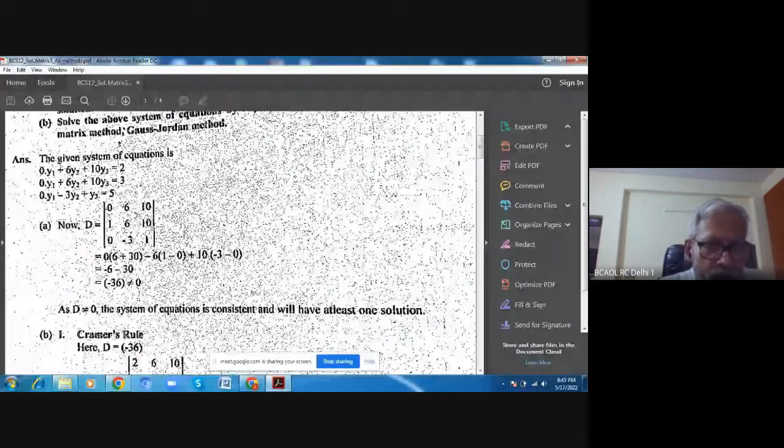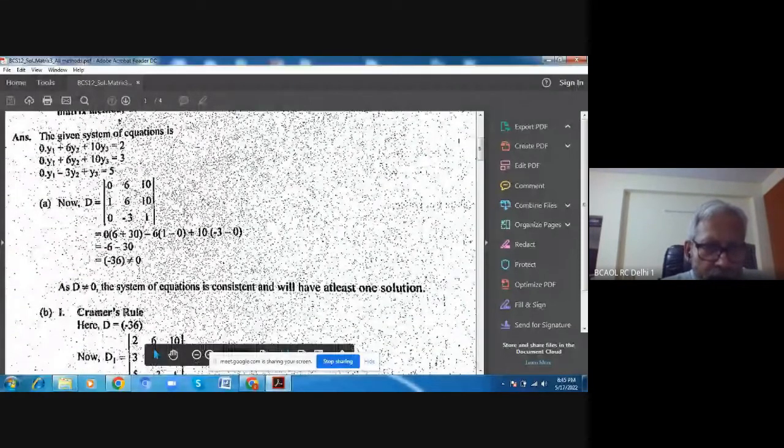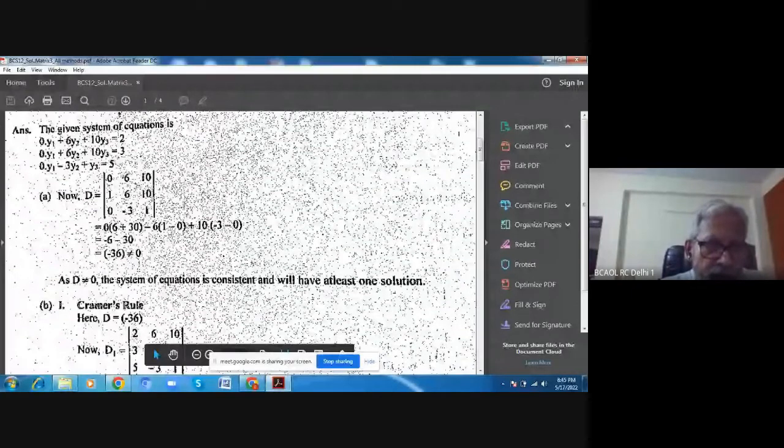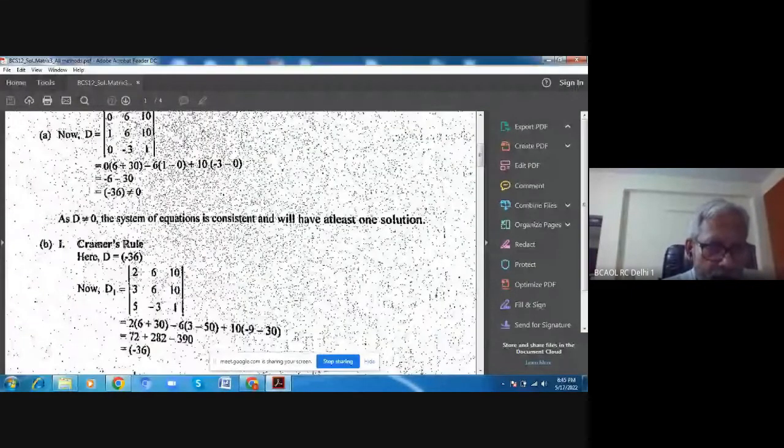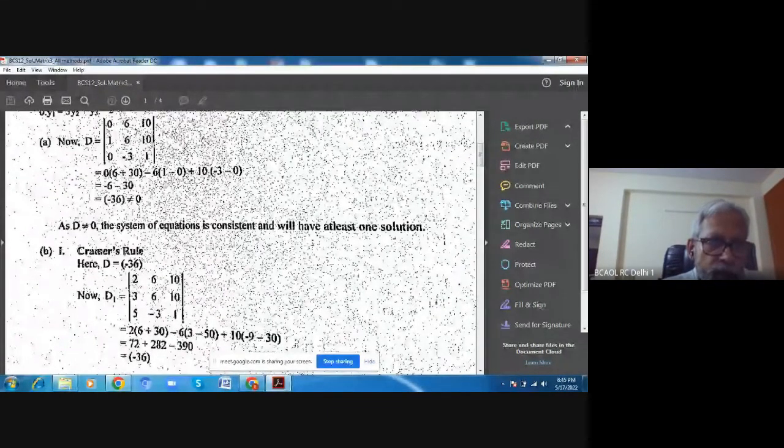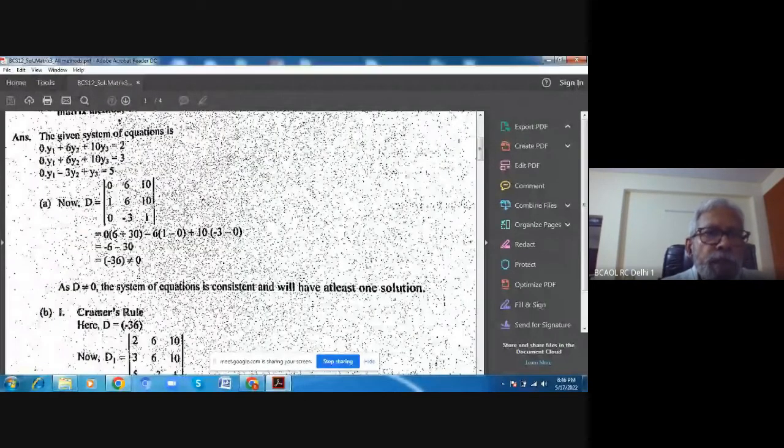Okay. Then you can put in Cramer's rule. So this D is minus 36. Now D1, another determinant, you have to do based on Cramer's rule. During this D1, the figure has changed. You see 6, 3, and minus 3 remain the same. The first two columns are the same, but the first column has been replaced by this value: 2, 3, and 5, minus 5.